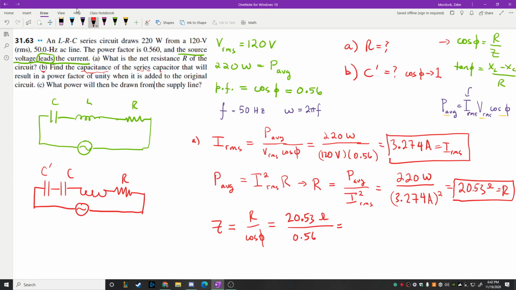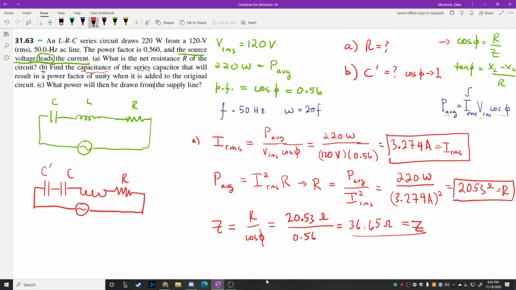I'm keeping more digits on all these calculations when I plug them in my calculator, so if you start getting a little bit off, let me know. I got 36.65 ohms for this one. Not 6665. Okay, so that's our Z. I'm not going to circle it. It wasn't one of the things we needed to find. Okay, that's equal to Z.